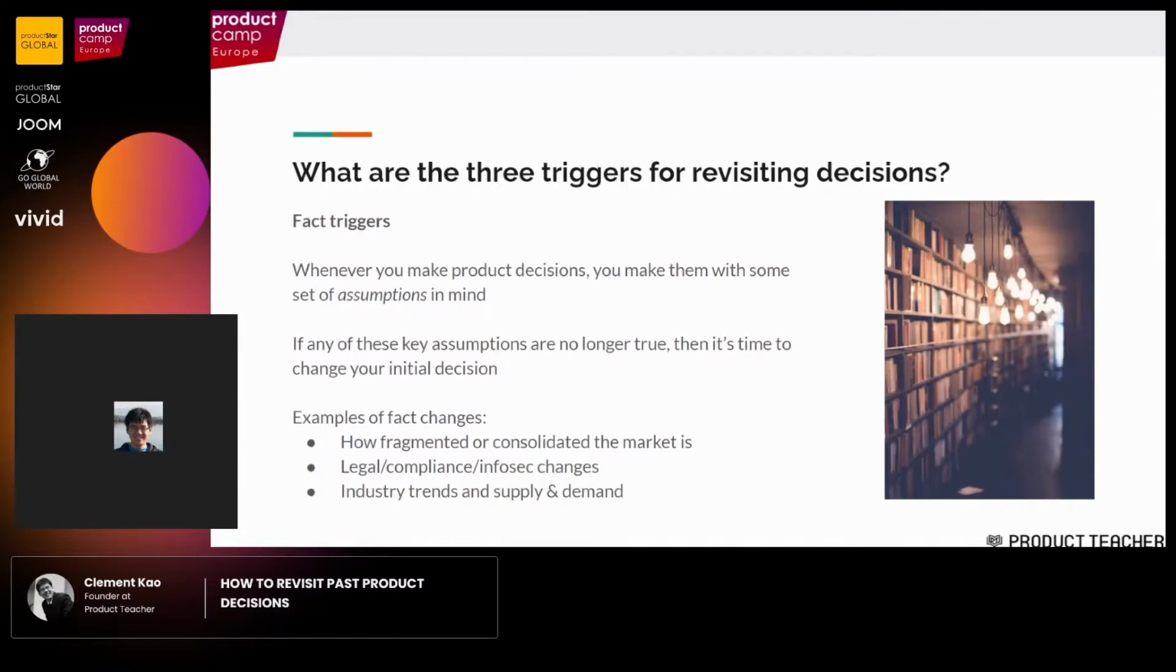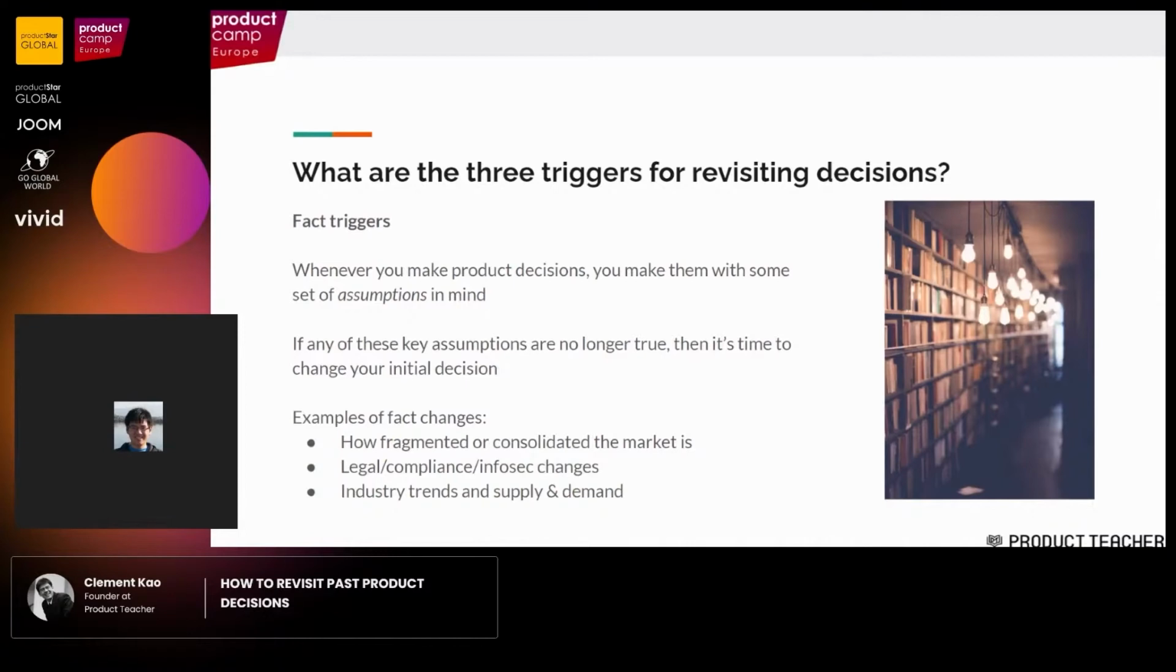We need to keep in mind that whenever we're making product decisions, we always make them with some set of assumptions in mind, right? We assume that the competitive landscape looks some way. We assume that the industry looks some way. We assume that different users have these kinds of pains. We assume that these pains are the highest priority. And so we're always making all of these well-reasoned assumptions, but at the end of the day, they're still assumptions. And so when these assumptions are no longer true, it's crucial that we change our initial decision, right?